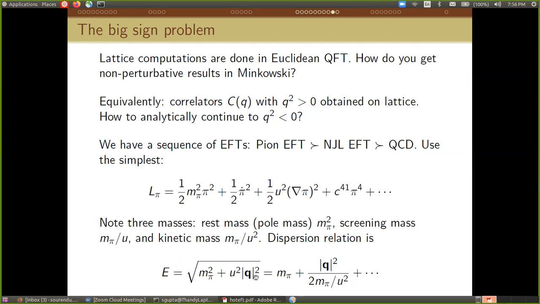Take the square root and expand it out in the usual way, assuming that m_pi is much larger than q. Then you get m_pi, which is the rest mass, plus the kinetic term. The kinetic term has a coefficient, which we call the kinetic mass. And you can see immediately that this kinetic mass is m_pi by u squared. So there are three different masses that you could use as a pion mass, and you have to be careful about which one you're talking about. So I'll show you results for all of them.